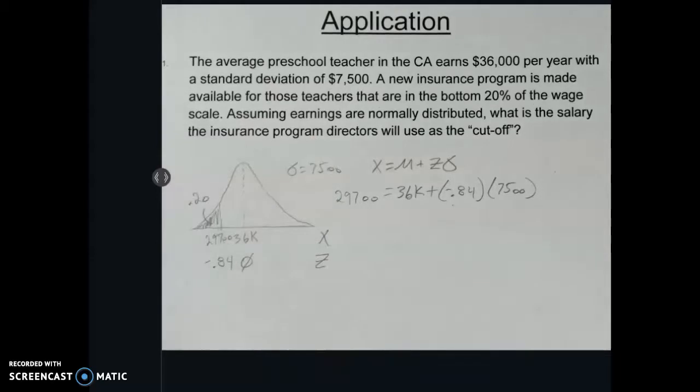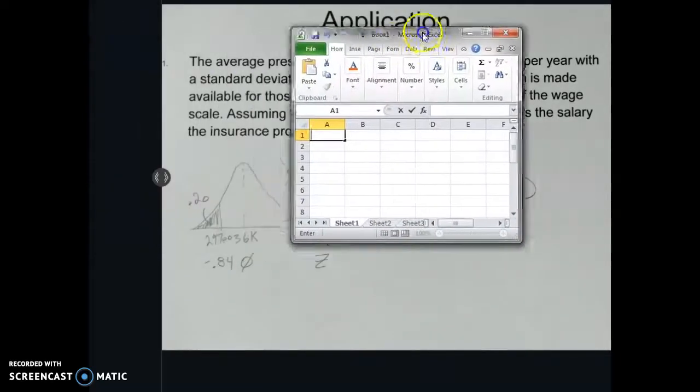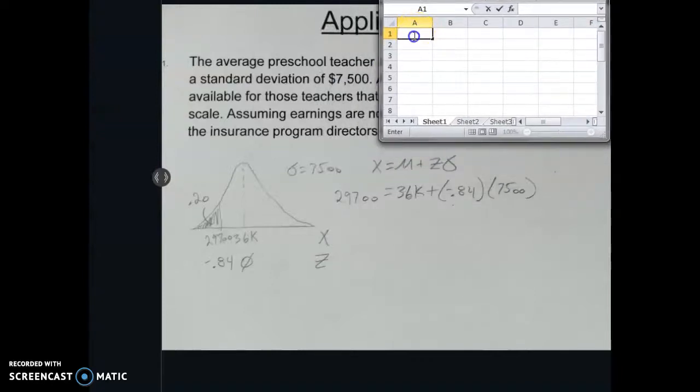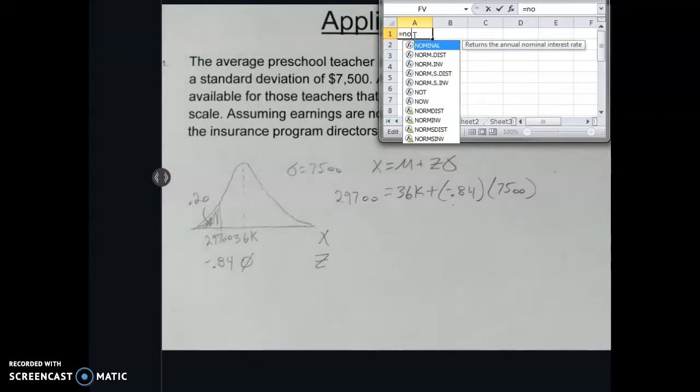Okay, you can also use Excel to solve these kinds of problems. I'll pull this over here. For this one, we would use the NORM.INV function.